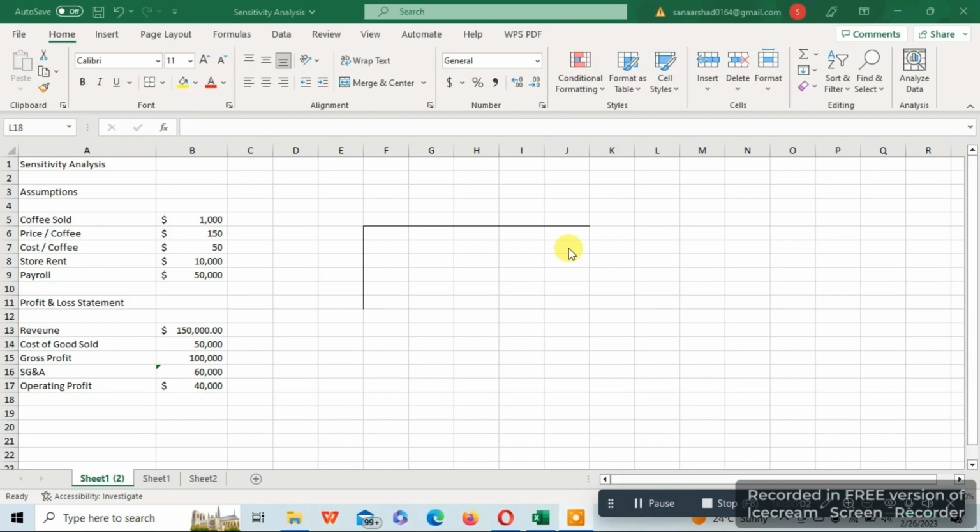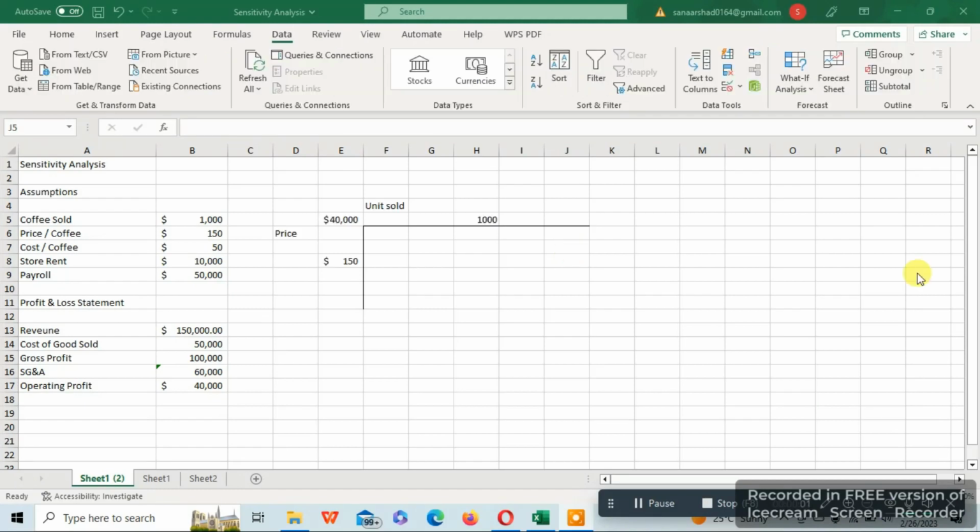So I want to analyze our operating profit and look at the different numbers of units sold. If I want to change the price, I know if I raise the price, I will probably sell fewer coffees, and if I lower the price, I will probably sell more. So what really is the best combination for the operating profit? We're going to need to build the sensitivity analysis.